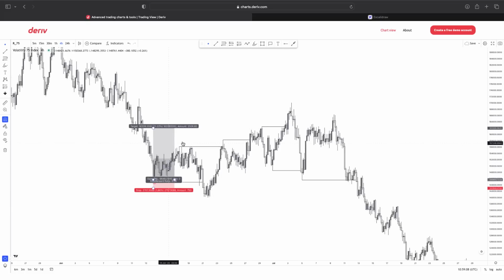Now, initially price was in a downtrend, which means that the liquidity that's likely to get grabbed is the sell side liquidity.